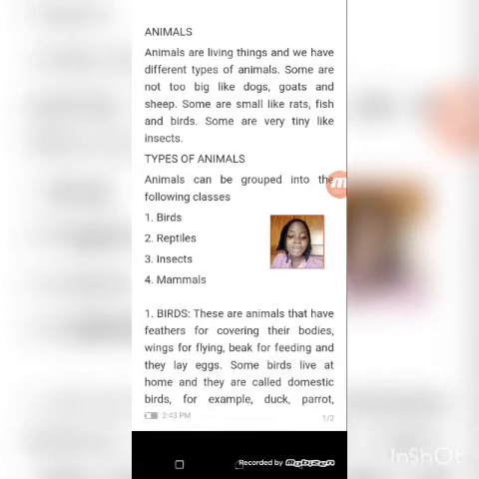Birds are animals that have feathers for covering their bodies, wings for flying, and beaks for feeding, and they lay eggs. Those are the characteristics of birds. Let's take it again. Birds have feathers for covering their bodies. They have wings, and their wings are for flying. They have beaks for feeding.